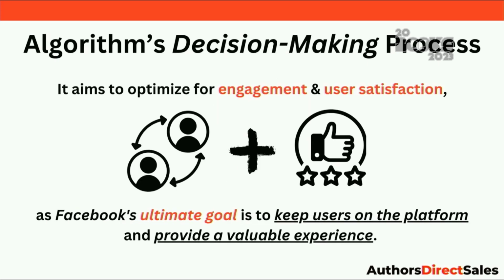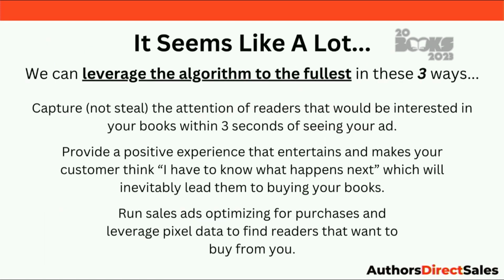Now, it's also going to optimize for engagement and user satisfaction, because Facebook's ultimate goal is to keep their users on the platform and provide them a valuable experience. Because they're a business, of course, the longer that you're on the platform, the more money they're making, and that is their main goal. So it does seem like a lot with the Facebook algorithm, but you can really break it down into these three ways right here.